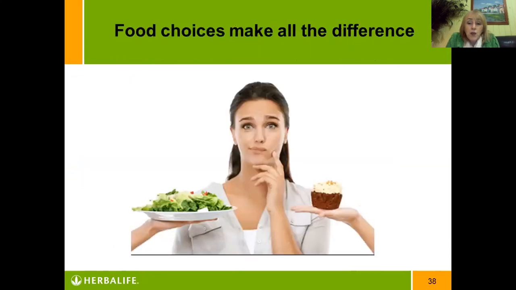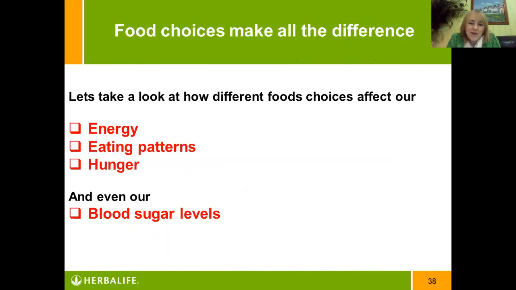Food choices make all the difference, and doesn't that salad look fantastic? So let's look at how different food choices affect our energy, our eating patterns, our hunger, and even our blood sugar levels.